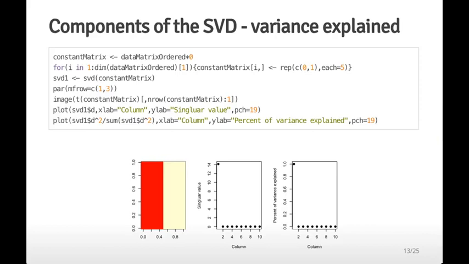Alternatively, if the data was exactly random, each singular value or each singular vector would explain approximately 1 over the number of columns variance in the data set.